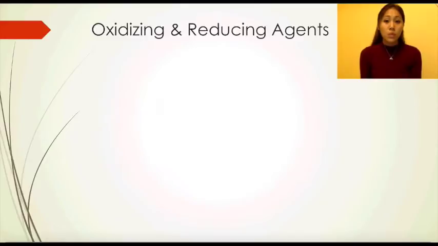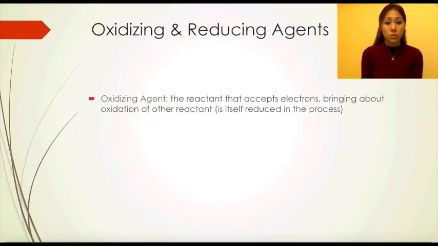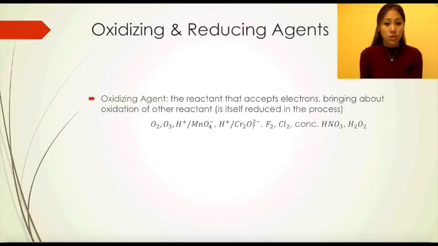So oxidizing and reducing agents are different from when we say something is being oxidized or something is being reduced. An oxidizing agent is the reactant that accepts the electrons. So they bring about the oxidation of another reactant, and they themselves are actually the ones reduced in the process. So oxidizing agents are the ones reduced in the reaction, and they help the reactant that is being oxidized. Here's a list of examples of oxidizing agents.